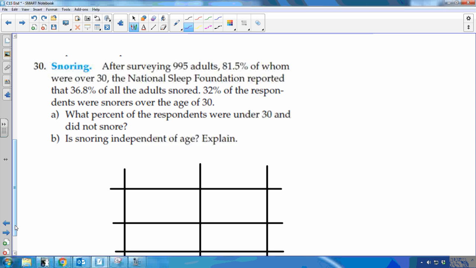So, just to make sure I've shown you how to do it. After surveying 995 adults, 81.5% of whom were over 30, the National Sleep Foundation reported that 6.8% of all adults snored. 32% of the respondents were snorers over the age of 30. Right? We have age, and we have snoring or not. So we have people that are under 30 and people that are over 30, and then we have people that snore and people that don't snore.